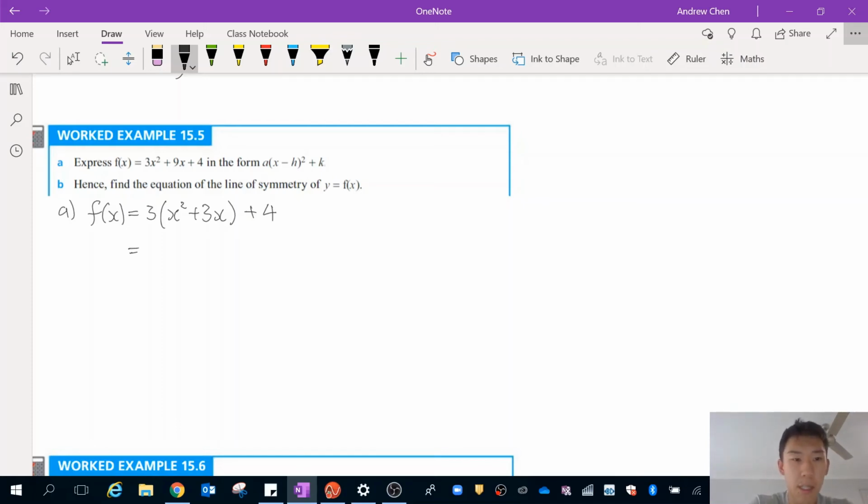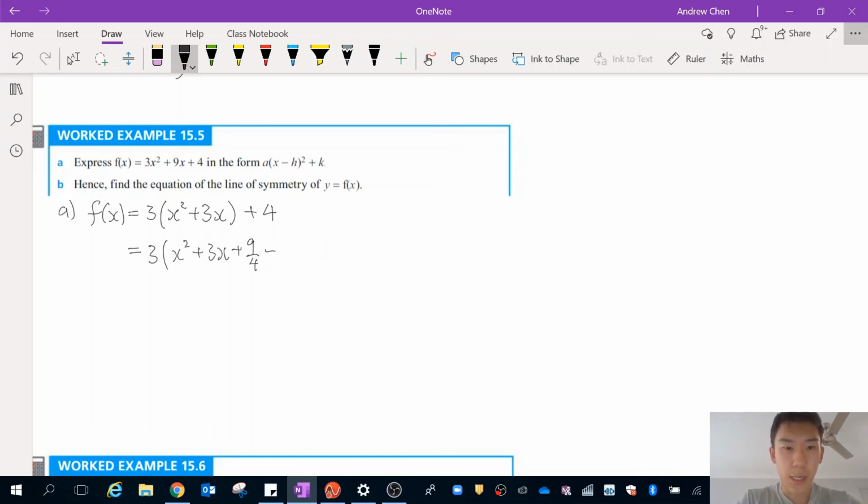So let's complete the square for the expression in the brackets, right? So we want x squared plus 3x. Now we need to half 3 and square it. So 3 on 2 is half of 3. Square that, we have 9 on 4. All right, that gives us a perfect square.